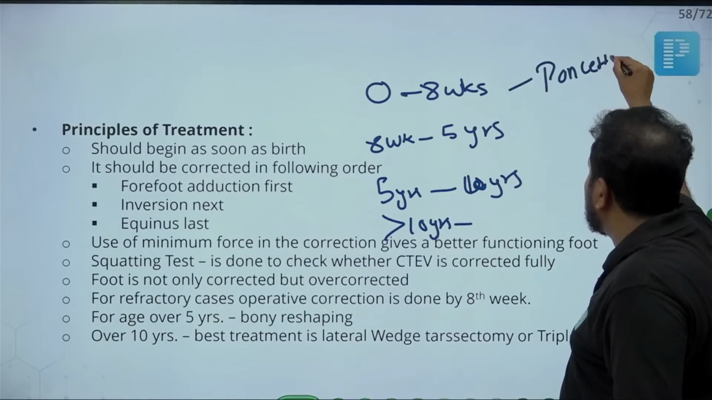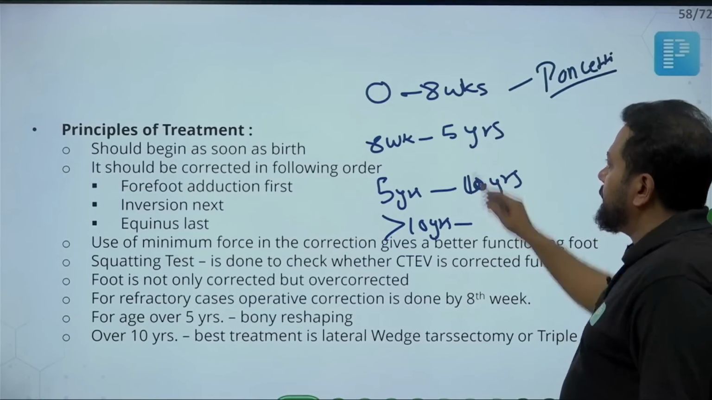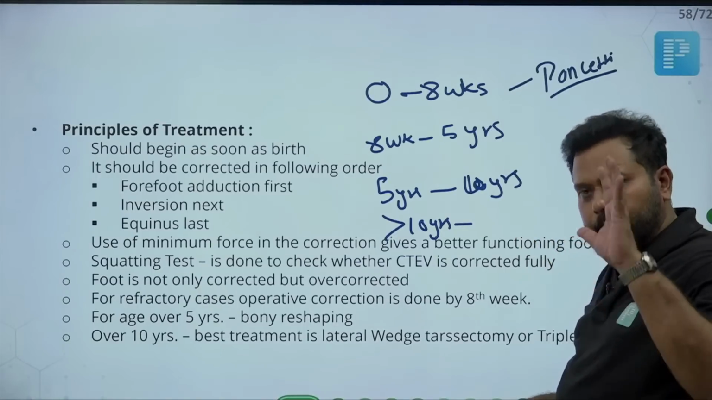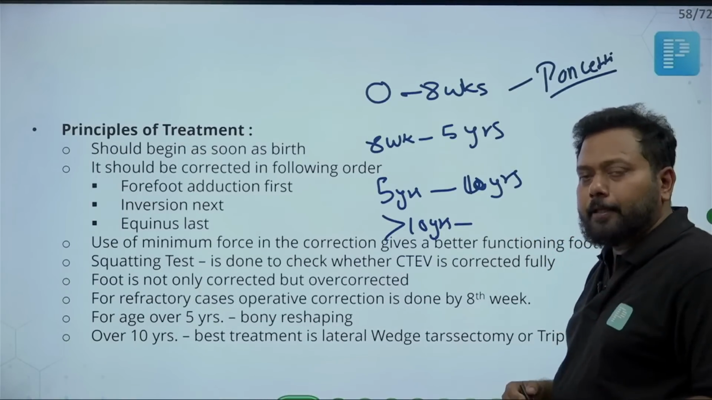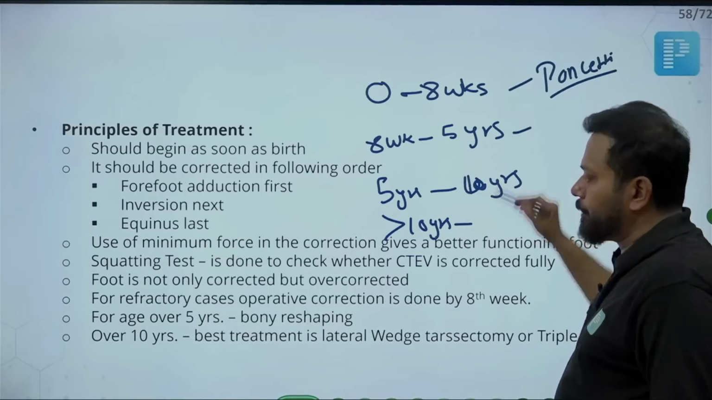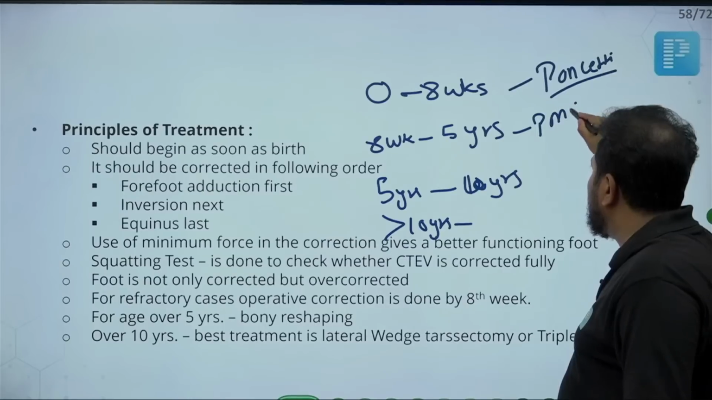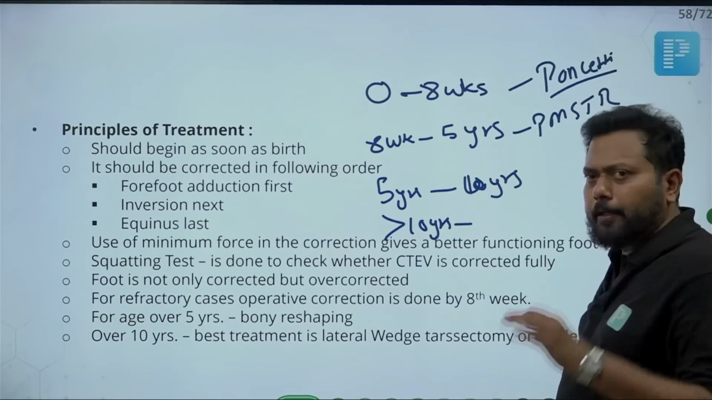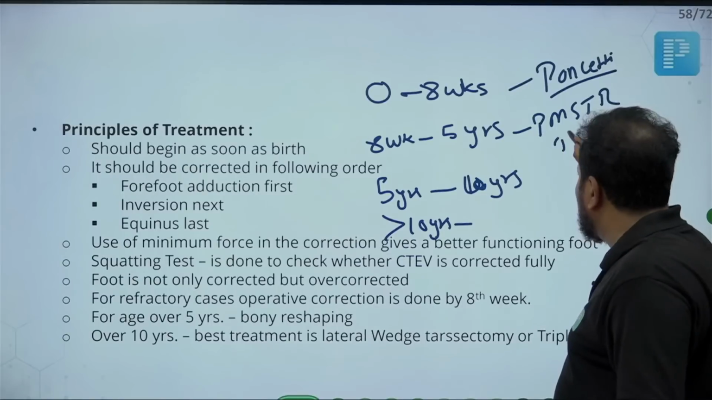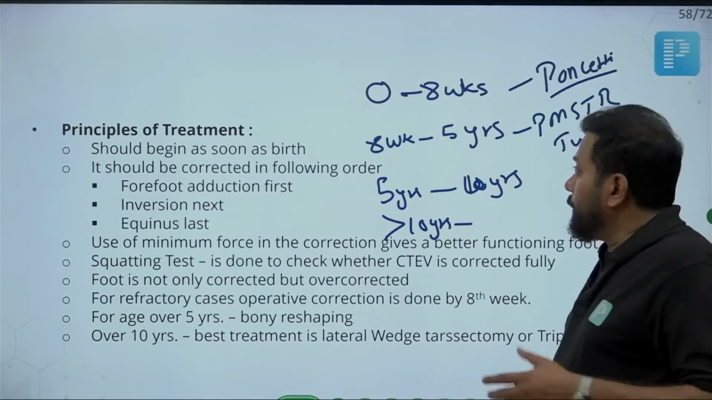0 to 8 weeks: manipulation by mother and correction by Ponseti's method. 8 weeks to 5 years: if it is not corrected with Ponseti's method and looks the same, not improving, that is called a resistant CTV. So you should go for soft tissue correction, called posteromedial soft tissue release, PMSTR, also called Turco's method.